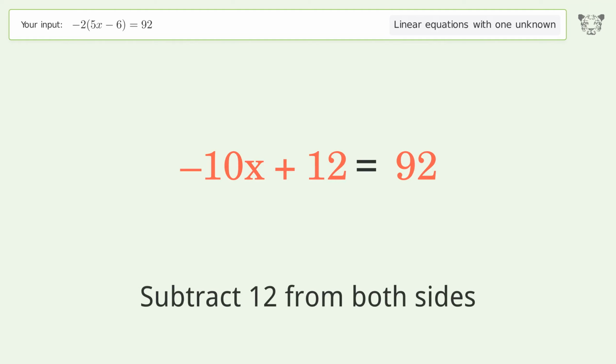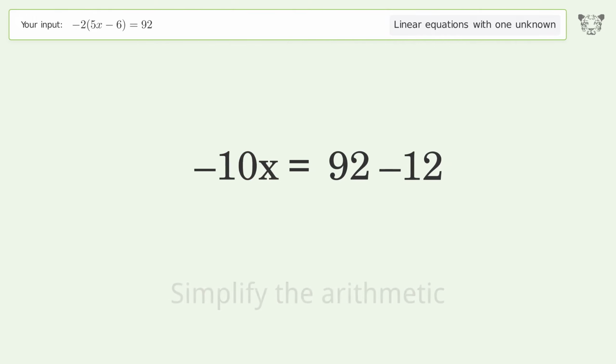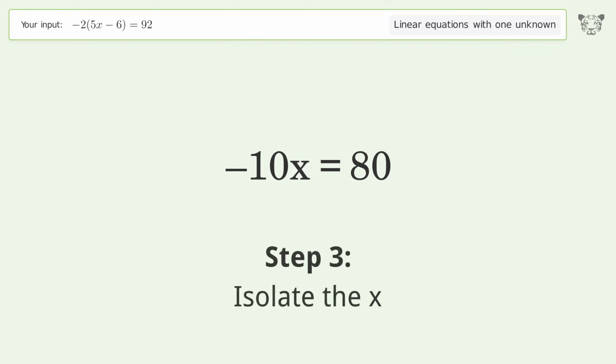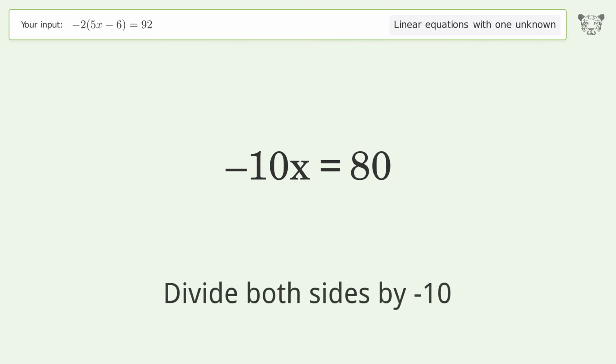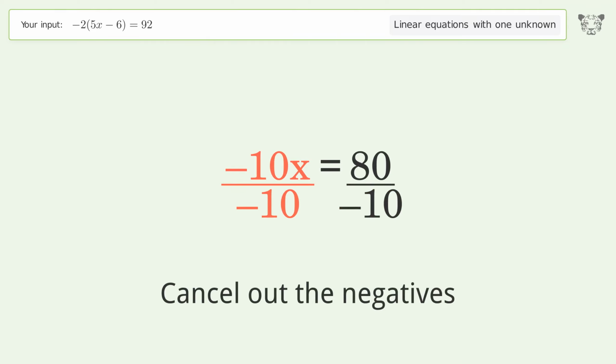Subtract 12 from both sides. Simplify the arithmetic. Isolate the x. Divide both sides by -10. Cancel out the negatives.